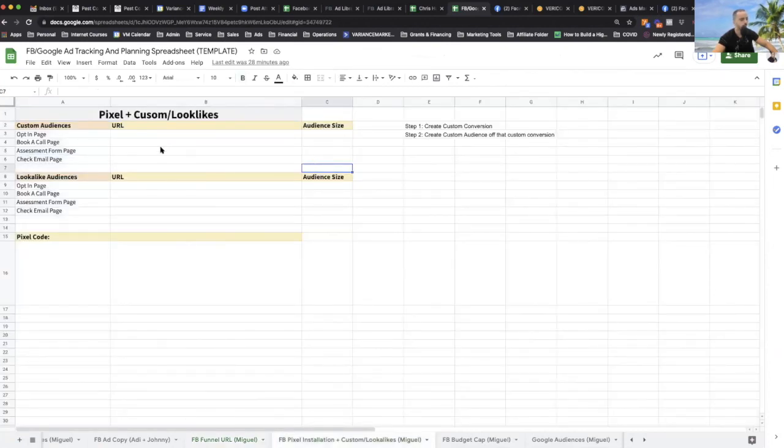And then as well, this is pixel. So you want to create custom audiences, right? So you create your custom audiences for the people that booked a call, for the people that opted in, for the people that became a lead, for the people that filled the survey. You want them all in separate custom audiences in Facebook based on their buyer journey.